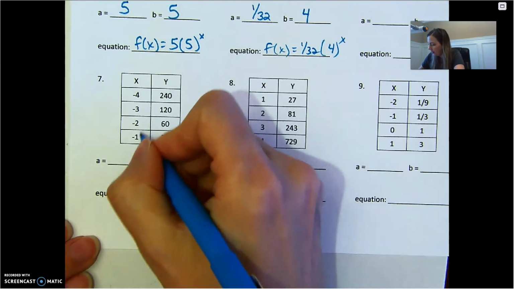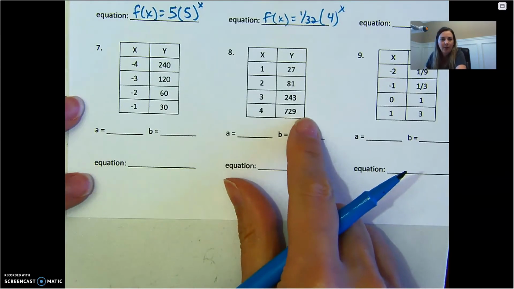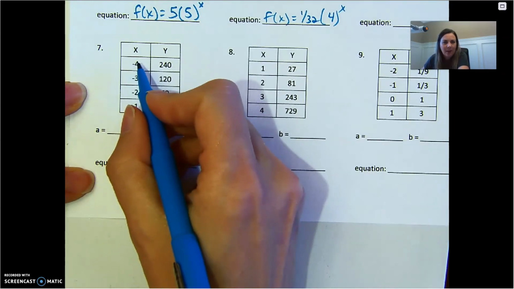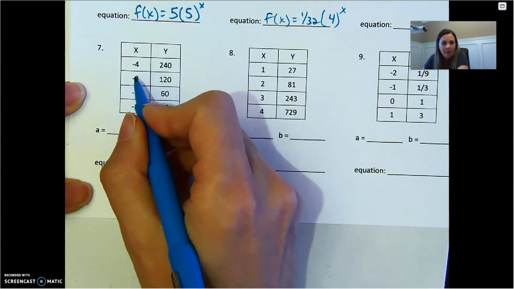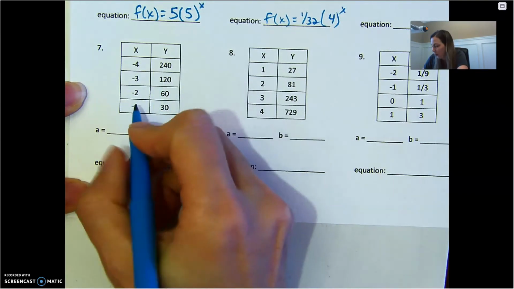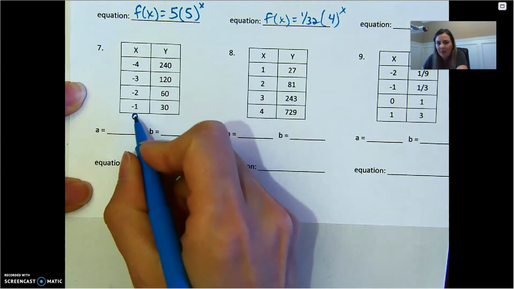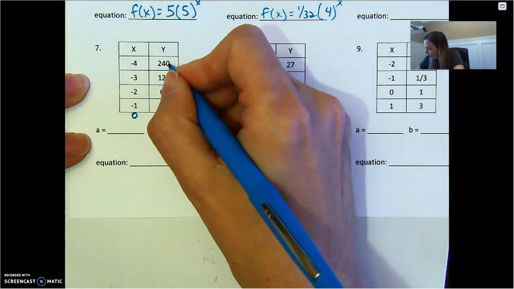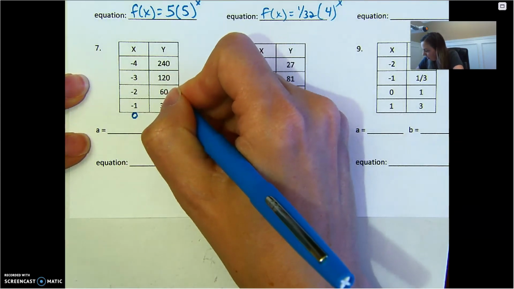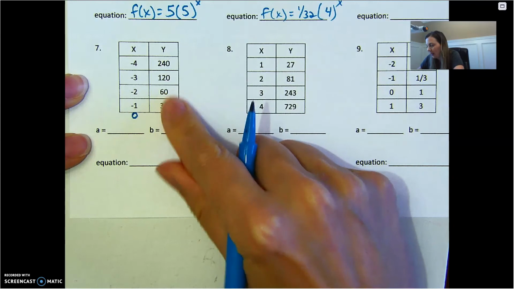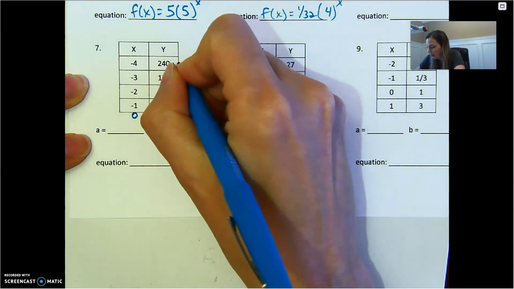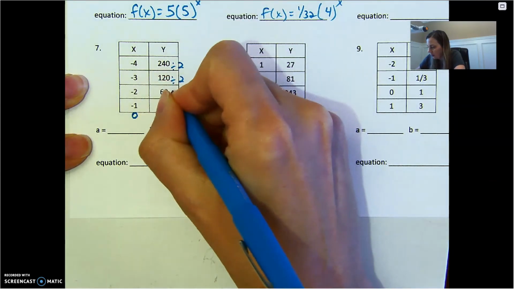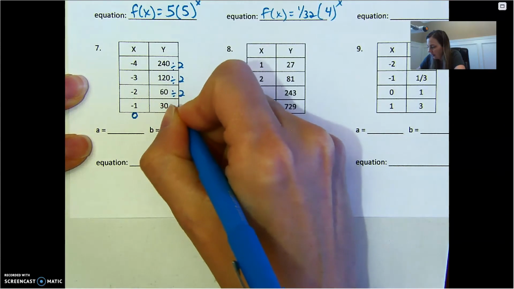We've got no y-intercept. So we have to think a little bit. Let's see, we're going this way now. -4, -3, -2, -1. What comes next? 0. And that's what we need to get our initial value, that y-intercept. Okay, so 240 to 120 to 60. I'm thinking divide by 2, right? If I divide by 2, divide by 2, divide by 2, divide by 2.